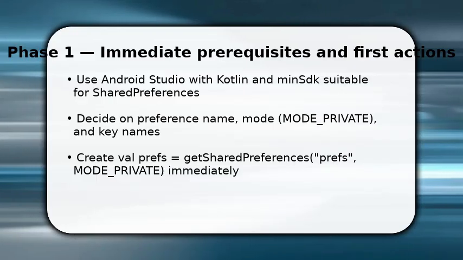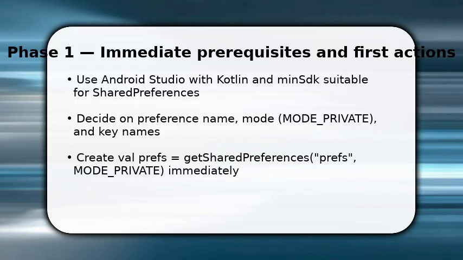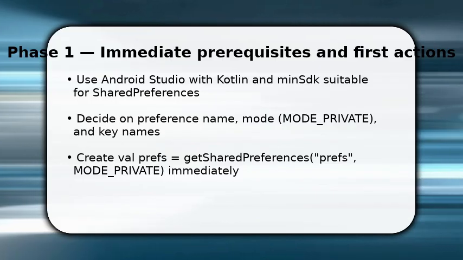You start by opening the activity or fragment where you will store settings. Create a shared preferences instance now. val prefs = getSharedPreferences("prefs", MODE_PRIVATE). Once done, make sure to declare consistent keys as constants so you avoid typos.